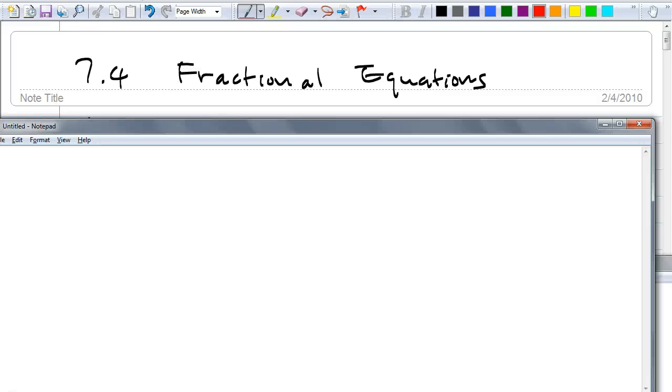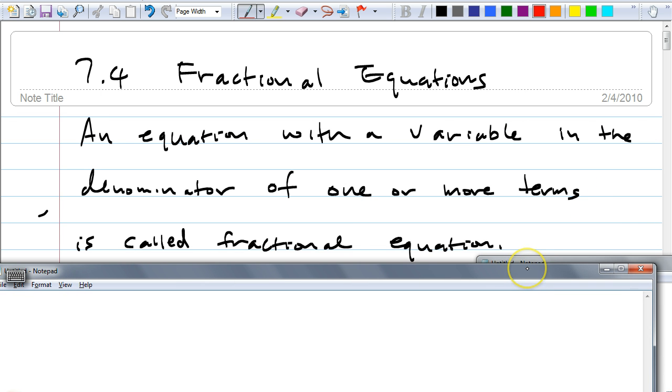Okay, so today we're going to talk about fractional equations. This is really similar to what we did last time, except now on the denominator, instead of just having numbers, guess what we're going to have? Variables. So there is a definition. That's the only difference. A fractional equation is nothing more than an equation with a variable in the denominator of one or more terms. Okay, that's all it is. So write this down.